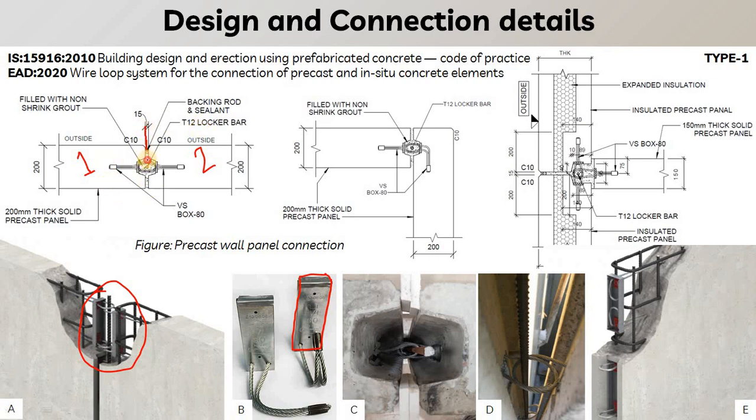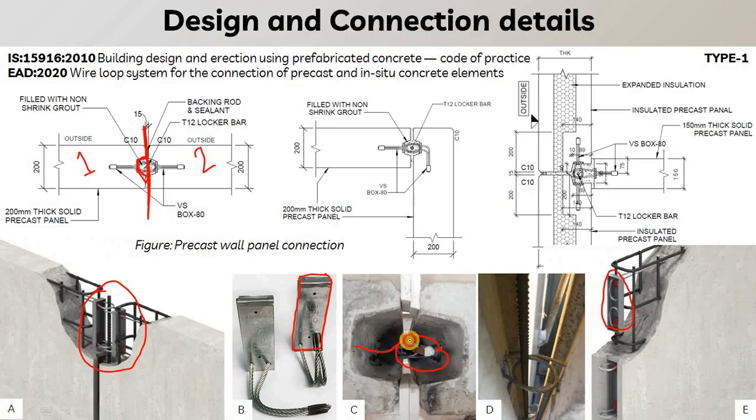While casting there will be a shutter in this part. While making the shutter we will make this kind of groove, which is known as the C groove, and in this C groove we will tie up this kind of loop box that is available in the market. Using this loop box, the two panels will be connected and interlocked using a locker bar. Here you can see this is the locker bar.